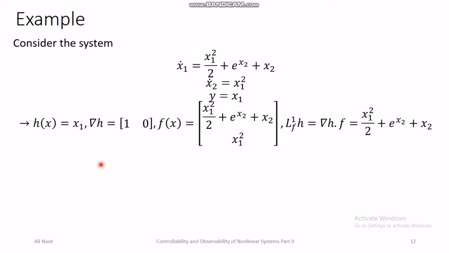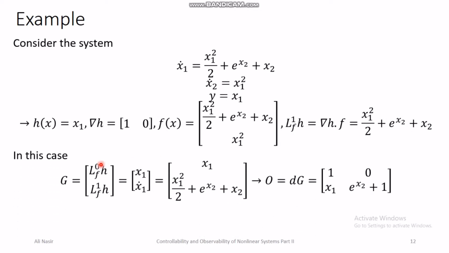So let's look at the observability matrix in this case. The G matrix would be the zero order Lie derivative and the first order Lie derivative, because we only need derivatives up to order n minus 1. Here n is 2 because there are two states, so n minus 1 is 1, and we only need to go up to the first order derivative. The zero order derivative of h is h itself, which is x1, and the first order Lie derivative of h, which we already calculated, is x1 squared by 2 plus e to the power x2 plus x2.